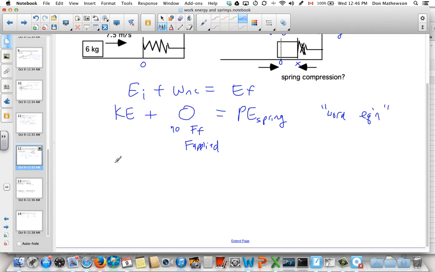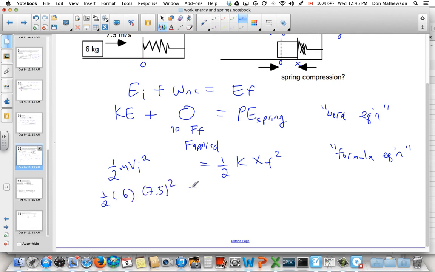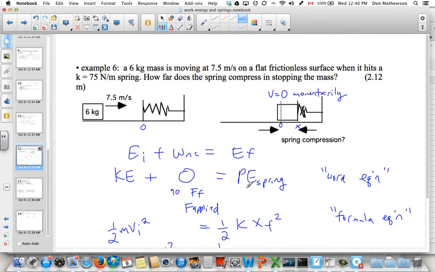We can make that into a formula equation, because kinetic energy is 1/2 mv squared, and spring energy we just saw above is 1/2 kx squared. So that's a formula equation. And we want to reduce that to a calculation. So it's 1/2 times 6 times 7.5 squared. I'm dropping the units for simplicity. We tested them above. And then the spring constant is 75.